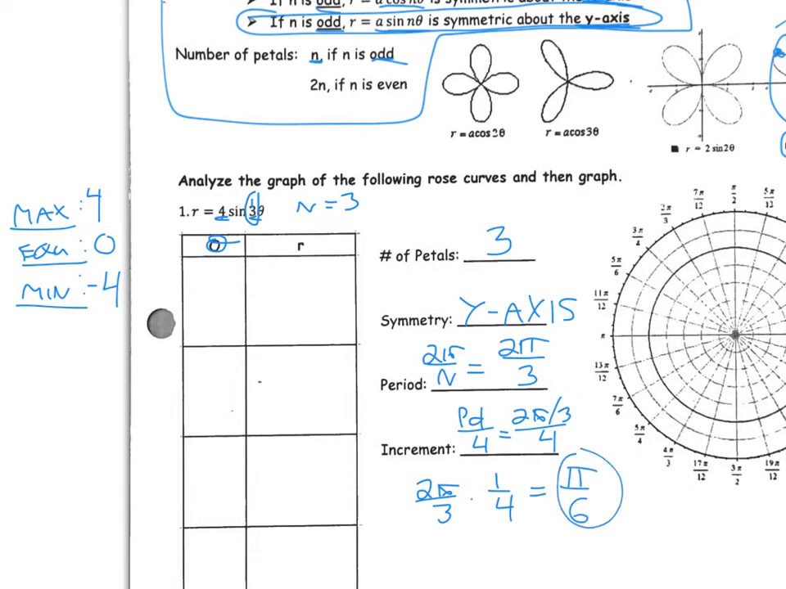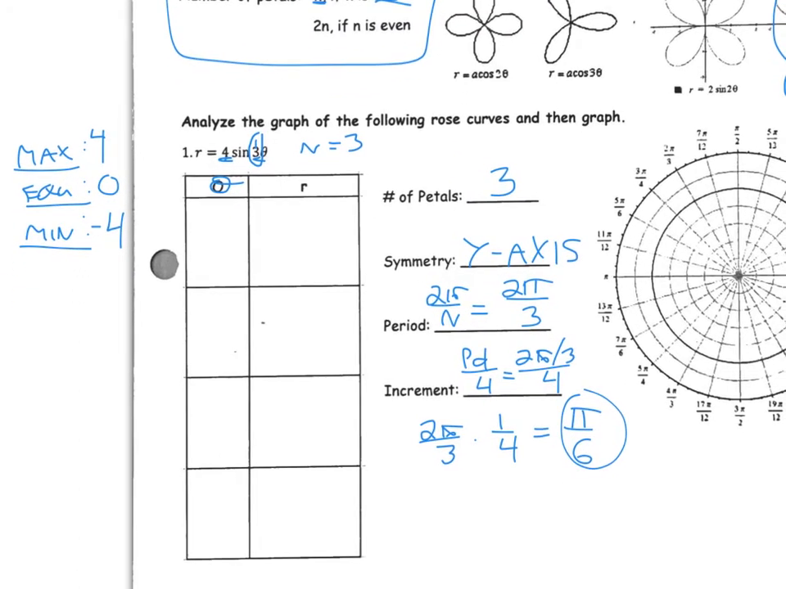All right. Now, in order to figure out what values we're going to plug in for theta, we're really using the increments. We're going to start at 0. Now, I'm going to exaggerate this. I'm going to go from 0 to 2 pi. So I'm going to have 0. And then since the increments are pi over 6, I'm going to add pi over 6. So we'll go pi over 6. If I add pi over 6 to pi over 6, I get pi over 3.